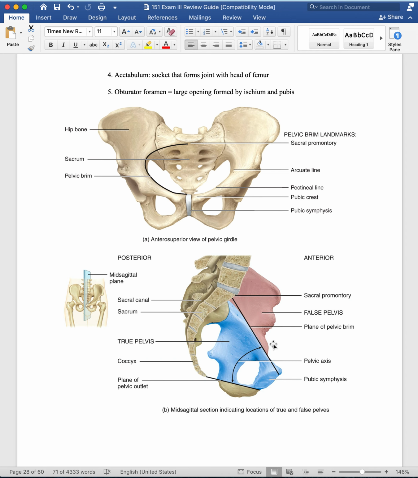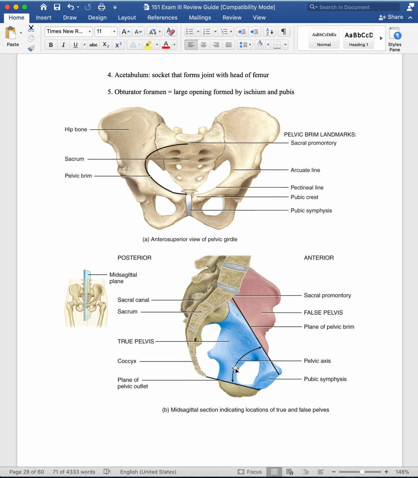Again, when we talked about the true and the false pelvis, the false pelvis is anything above the pelvic brim or the pelvic axis. It's anything where, if you were to have a break, you would still be able to put weight on your lower limbs. So basically a non-weight bearing break. Anything below that would leave you with the disability to walk, at least while the bones were healing. And so that would be considered the true pelvis.